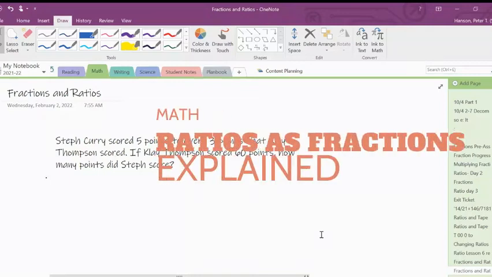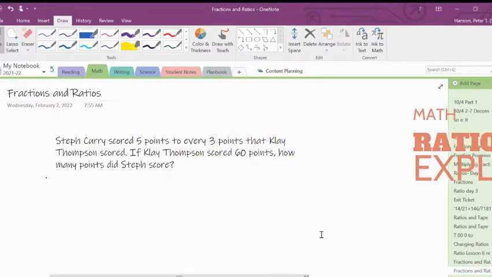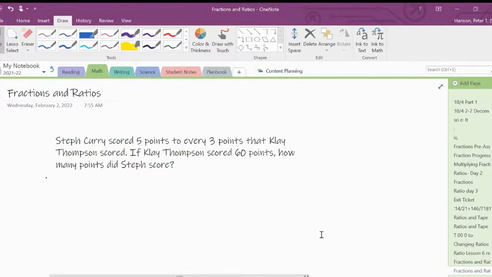About fractions and ratios and how they're connected together, right? So we have a problem here. It says Steph Curry scored 5 points to every 3 points that Klay Thompson scored. Klay Thompson scored 60 points. How many points did Steph Curry score?